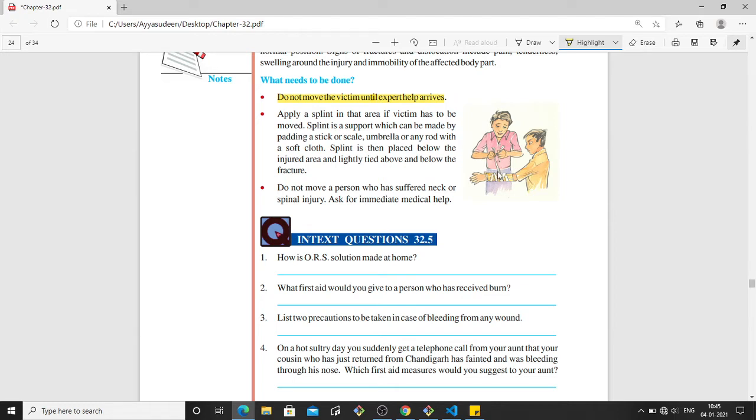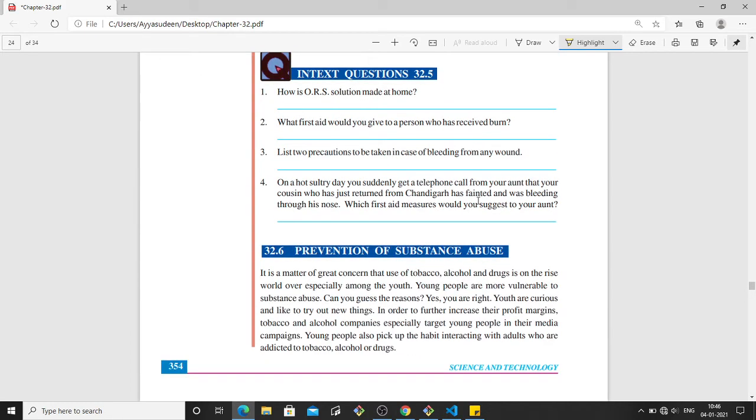Okay, a splint is like this. A splint is basically a support which can be made with padding, a stick or scale, an umbrella, or any rod with a soft cloth. You tie it so that it does not move the part where it is broken or dislocated. And as I told earlier, do not move a person who has suffered a neck or spinal injury, because it will worsen the condition. You should call the expert and wait for medical help to arrive.